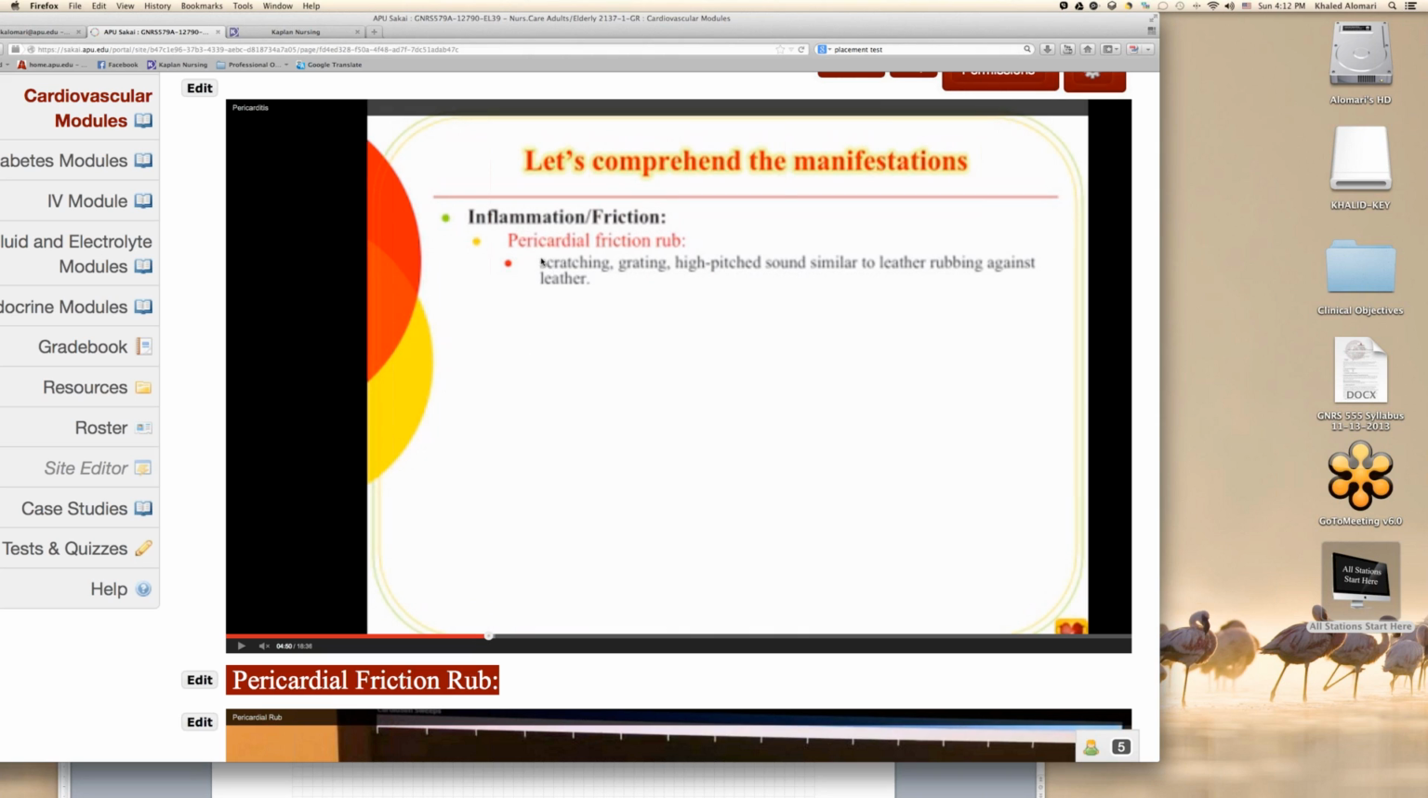The other piece is again the pericardial friction rub. Every time you see this, it's a perfect match with pericarditis. You only hear pericardial friction rubs.